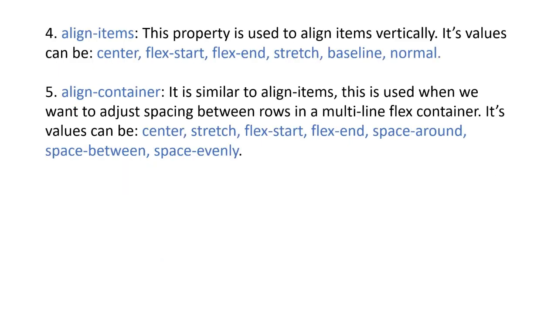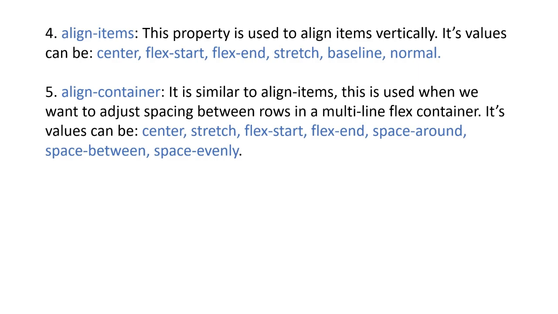4. Align items. This property is used to align items vertically. Its values can be center, flex-start, flex-end, stretch, baseline, normal. 5. Align content. It is similar to align items. This is used when we want to adjust spacing between rows in a multi-line flex container. Its values can be center, stretch, flex-start, flex-end, space-around, space-between, space-evenly.